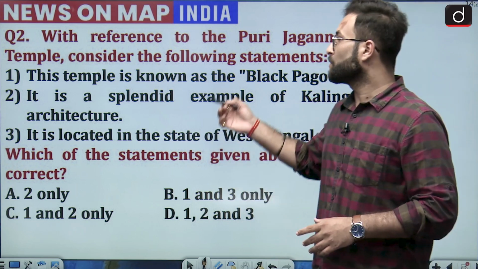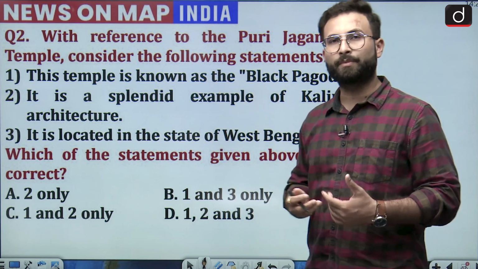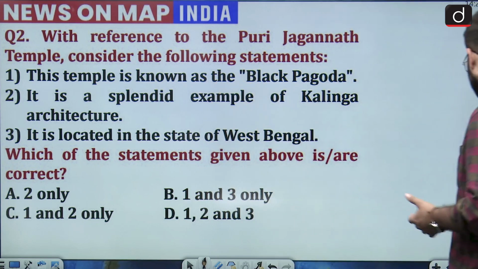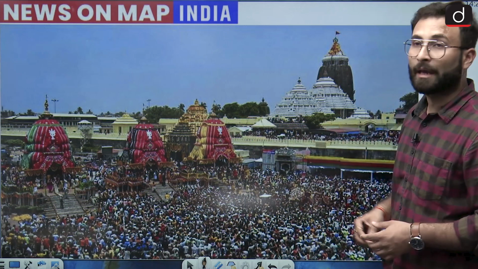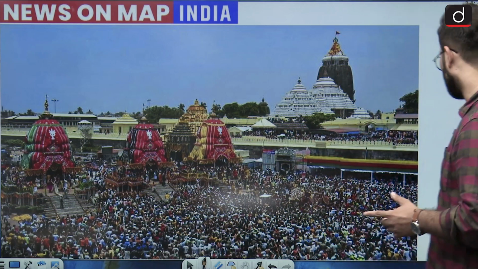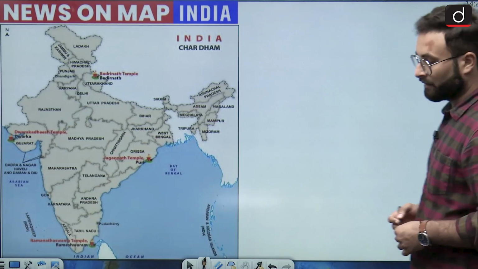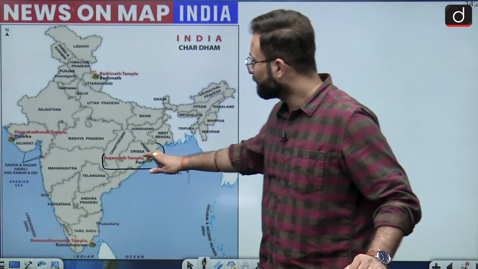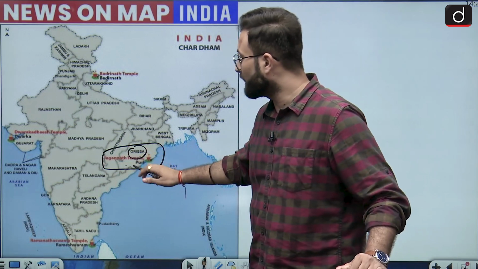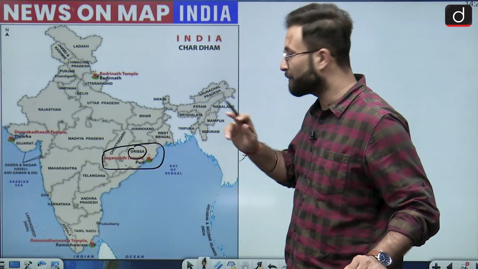Okay, so talking about Jagannath Puri, this is one of the Char Dham when we are talking about Hindu pilgrims. Here you can see this is the temple we are talking about, that is in the Puri district of Odisha. So this is Jagannath temple in the Puri district, that is in Odisha, and it is not in West Bengal. So that statement becomes wrong.